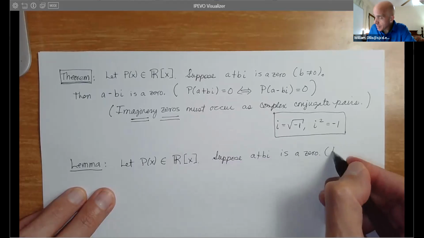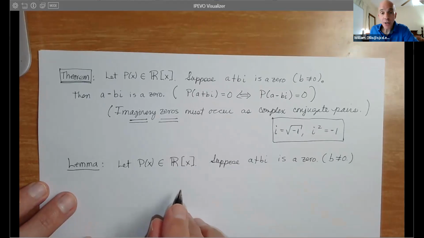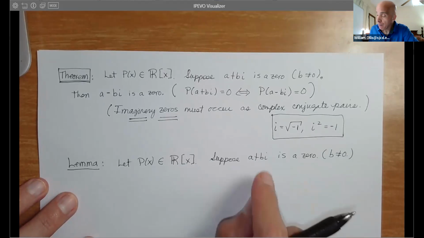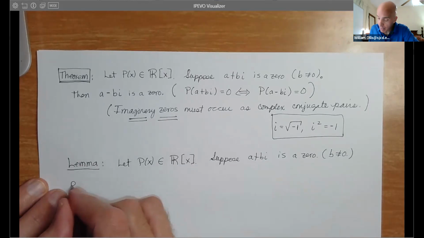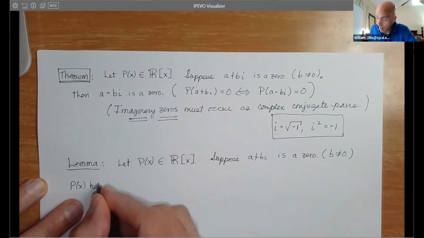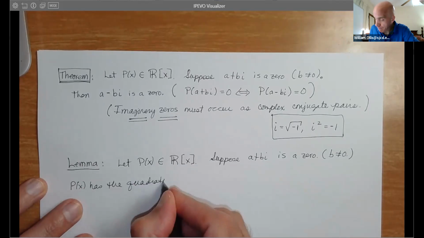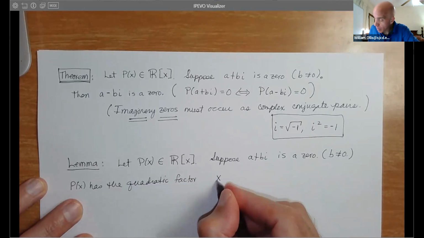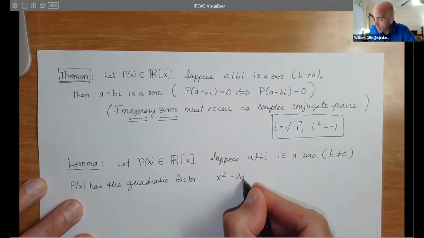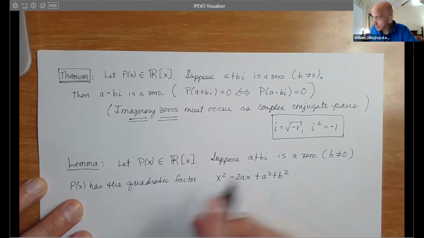And again, we're assuming that b is not equal to 0. Now, the quadratic factor that P must now have will give us these zeros. So P of X has the quadratic factor as follows: x squared minus 2ax plus a squared plus b squared.